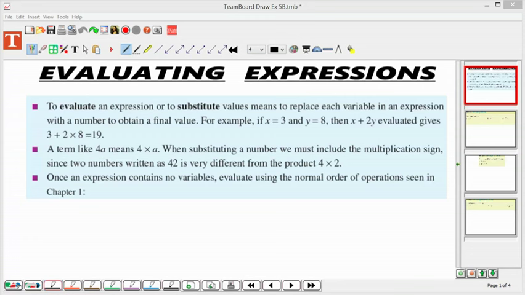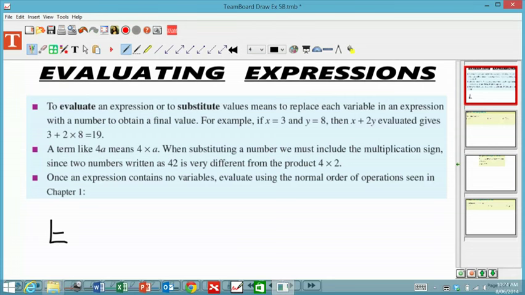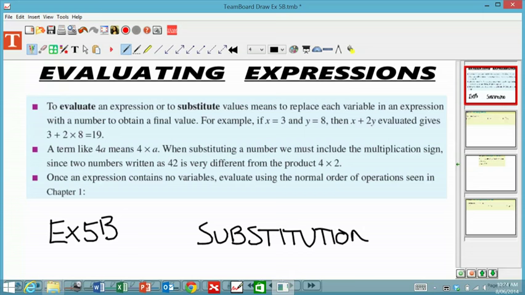We're still looking at algebra here. This is for exercise 5b. We're looking at evaluating expressions, and as part of evaluating expressions, which we'll get to very shortly, it also involves substitution, which I'll explain as well very shortly. So just some notes that we're going to go through here. The language evaluate is basically just to substitute values into an expression and solve it.